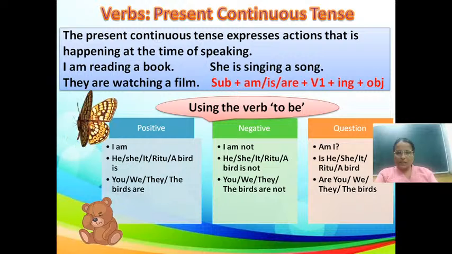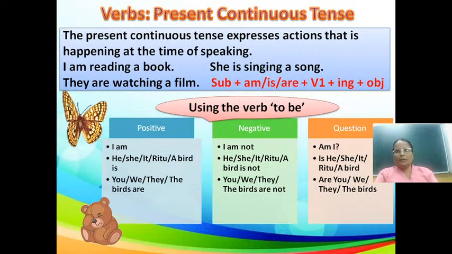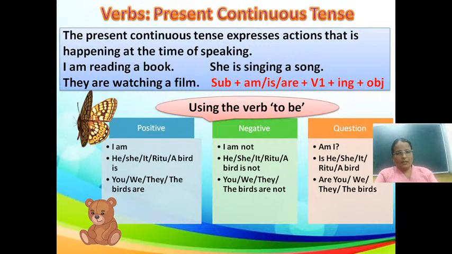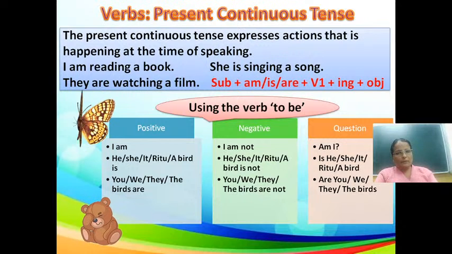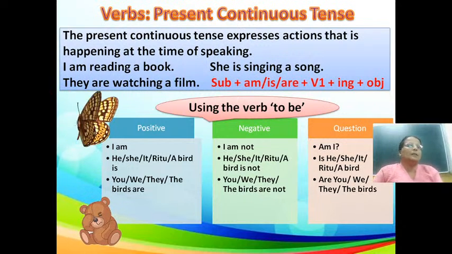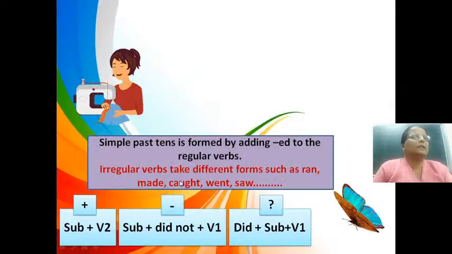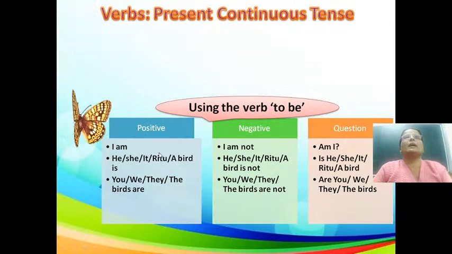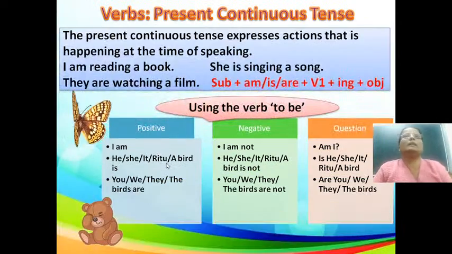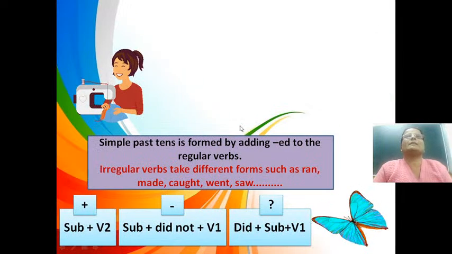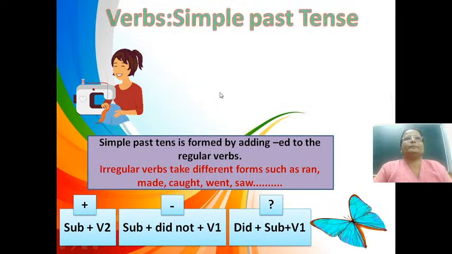If the subjects are third person plural, then are, you, we, they, the birds or any other third person plural subject plus the ing form of the verb and object. Children, I hope this revision is helpful for you to understand what we learned yesterday. So let's go to the next slide and see here.